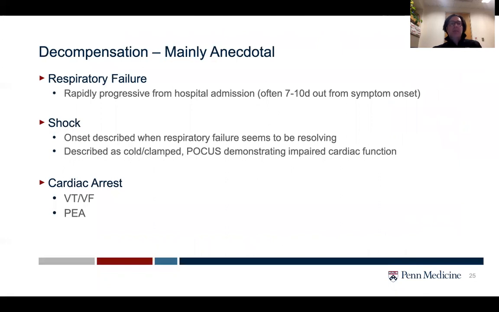Now, why do people decompensate? Well, the sources of decompensation are mainly anecdotal, but certainly people can decompensate from respiratory failure, which can be rapidly progressive from hospital admission and can often occur 7 or 10 days out from symptom onset. Patients do develop shock, and the onset of shock has been described when respiratory failure seems to be resolving. And this has been described as a cold clamped form of shock, a vasoconstricted form of shock, with cardiac dysfunction being demonstrated by point-of-care ultrasound testing. Patients have been described to have VT and VF and PEA arrests as the final mode of death.